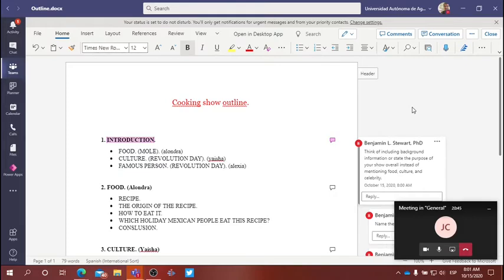So I'm looking at, I think this is group 6's outline, and they have a really good start, and hopefully you can see my screen. I want to take a few minutes to show an example, give some ideas as you're comparing your own outline that you have. Let's take a look at what they have here.